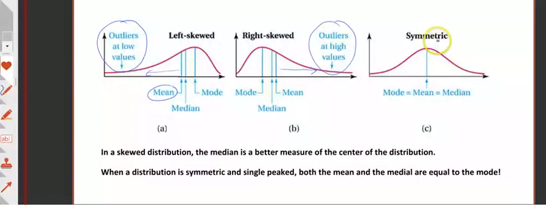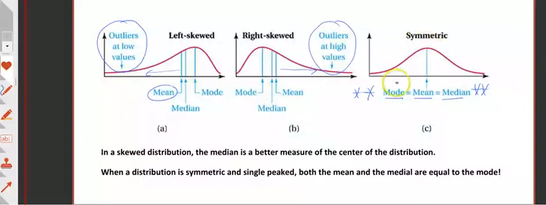And just another one dealing with a distribution that is symmetric. What is really neat is when you have one of these single-peaked symmetric distributions, the mean, the median, and the mode are all equal to each other. Very, very important for what we'll do later on in Chapter 6.